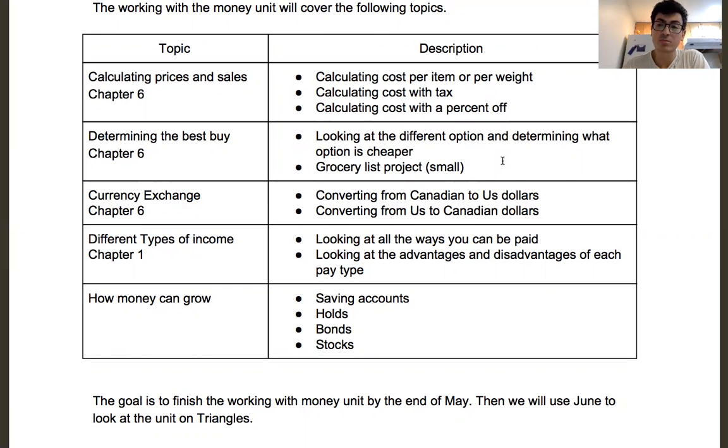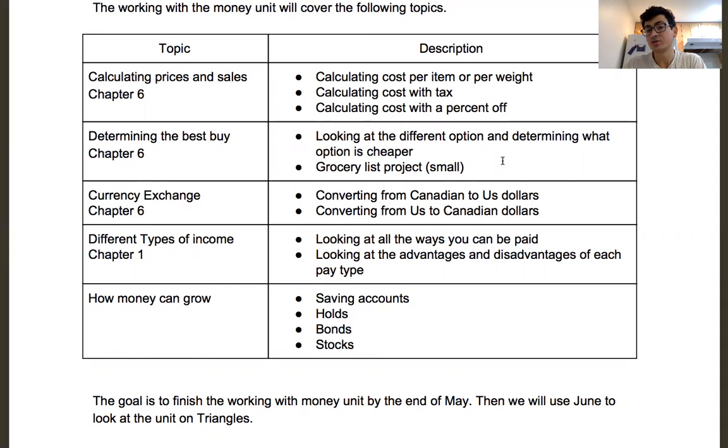So that's going to be chapter 6 in your workbook. Then we're going to move on to chapter 1 in your workbook, just for maybe a couple lessons, if that. And we're going to look at different ways you can get paid. So a lot of people in high school get paid hourly. So you have an hourly salary. Maybe you have tips on that if you work in a restaurant. But there's a lot of different ways to get paid.